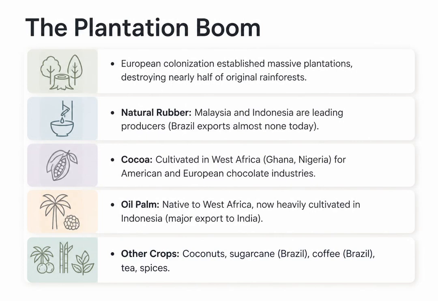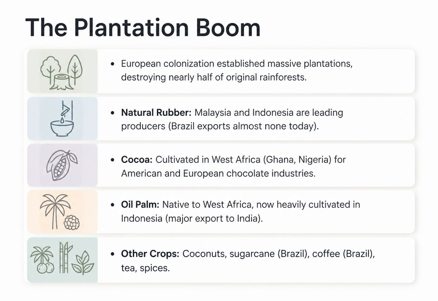The economic landscape changed drastically with European colonization, leading to the plantation boom. Massive tracts of original rainforest were cleared to grow high-value crops for the industrial West. Natural rubber is a massive industry. While it originated in Brazil, today Malaysia and Indonesia are the dominant producers. Cocoa is heavily cultivated in West African nations like Ghana and Nigeria to feed the global chocolate industry.